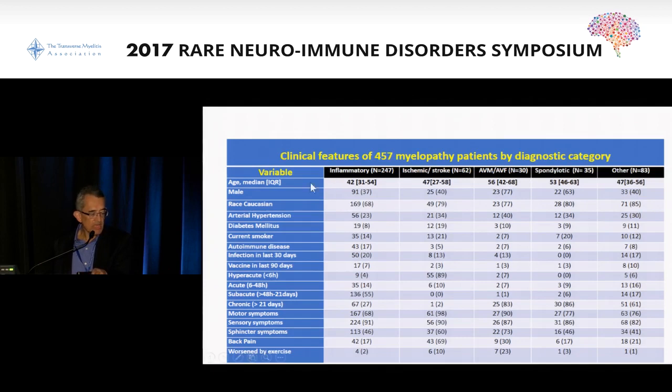But in all of these patients, we identified the demographics, we identified the past medical history, and we paid particular attention to potential risk factors, including infection, including vaccination in the previous 90 days, and including the clinical profile, defining the clinical profile as hyperacute, less than 6 hours, acute, between 6 and 48 hours, subacute, more than 48 hours to 21 days, and chronic, more than 21 days. And we defined another set of clinical characteristics as well.